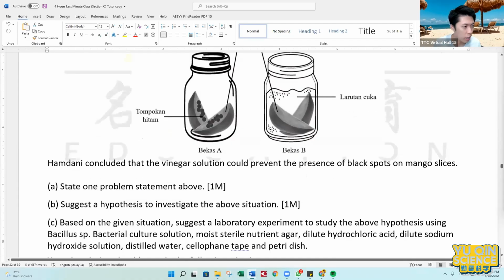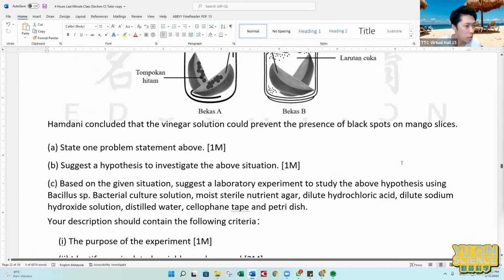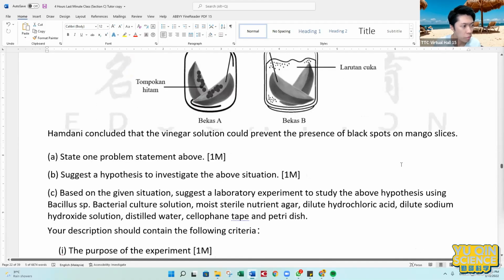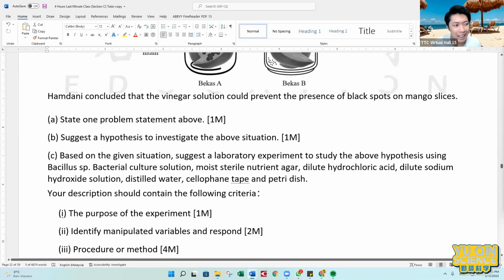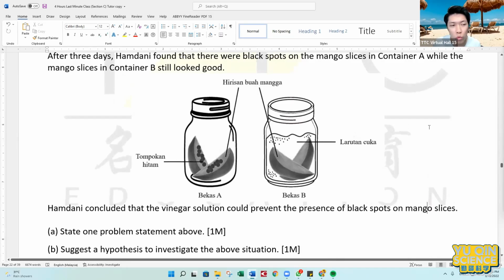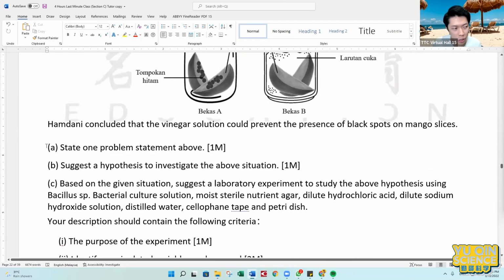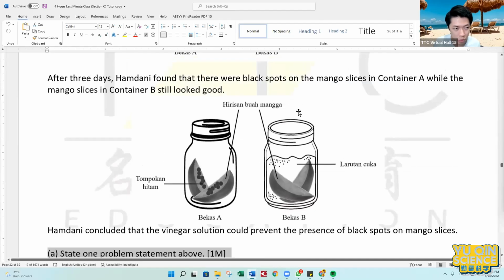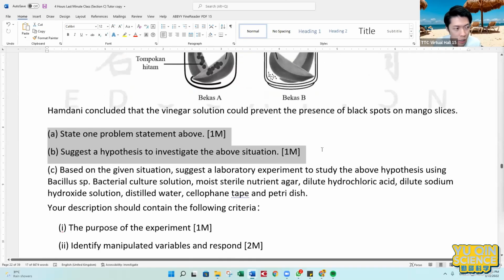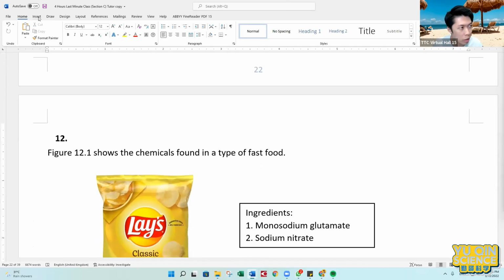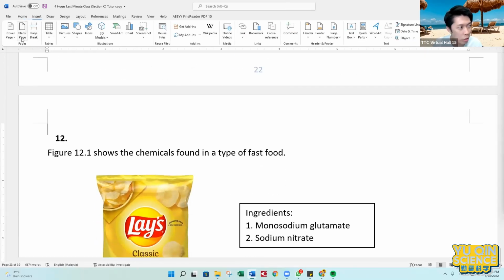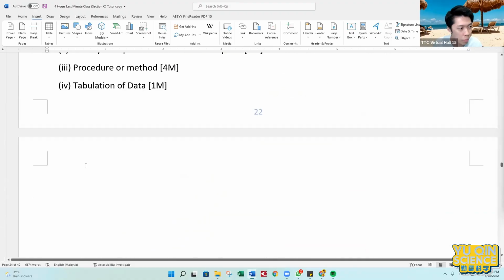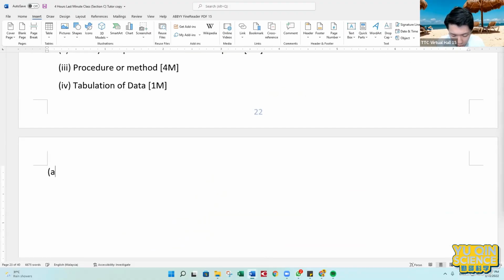All good. The next thing is here. Hamdani concluded that vinegar could prevent the presence of black spots. Really? Well, let's see. For the first and second questions, A and B, you want to answer based on the question above, making sure you stick to the story. Let's get straight into it. I'm going to start straight with A.